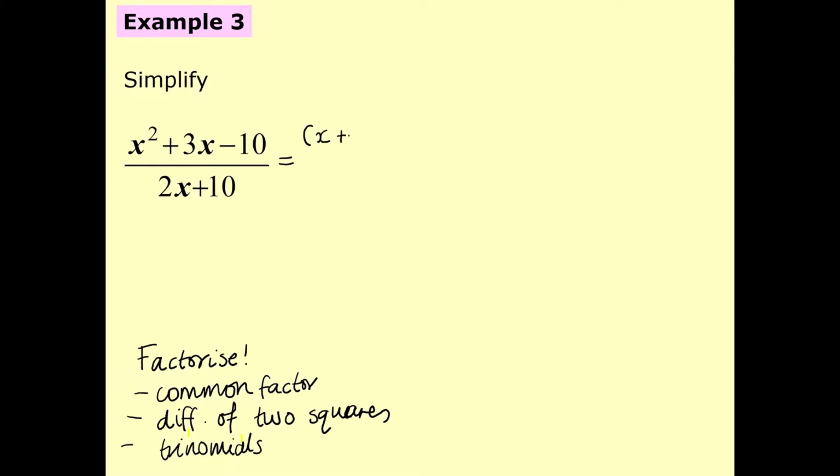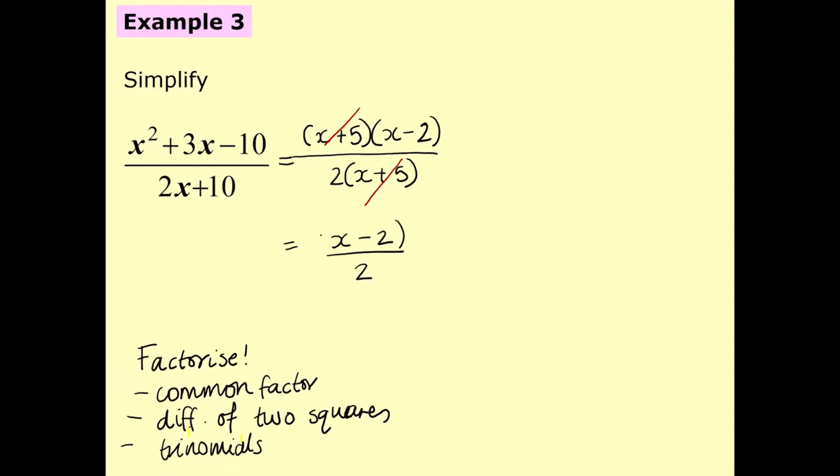So x plus 5, x subtract 2. And this is all going to be over... first thing we look for is a common factor, and there's a common factor of 2. So I'm going to take that out. And then again, what's happened quite nicely is we've ended up with two of the same brackets, so we can cancel them using our skills of simplifying. And then we will be left with x subtract 2 on the top and 2 on the bottom.